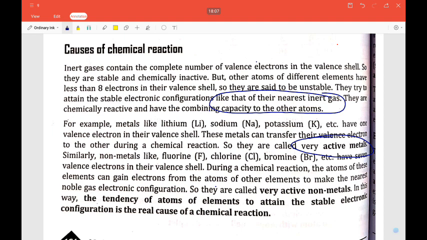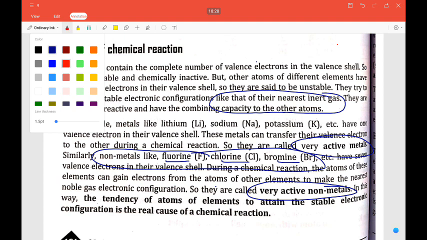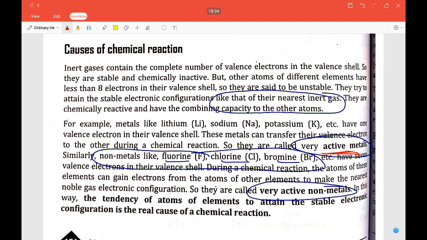Metals lose electrons, non-metals gain electrons. Which non-metals gain electrons faster? Do you know? Fluorine, chlorine, bromine, they gain electrons fast. That's why they are called very active non-metals. Students, metals which lose electrons faster are very active metals. Non-metals which gain electrons faster are very active non-metals.